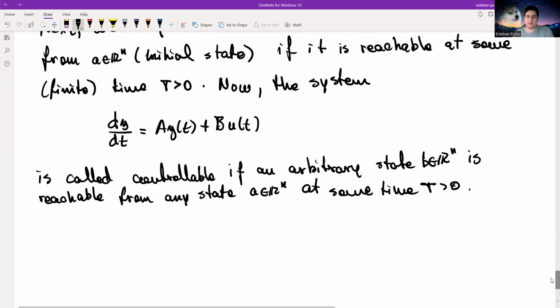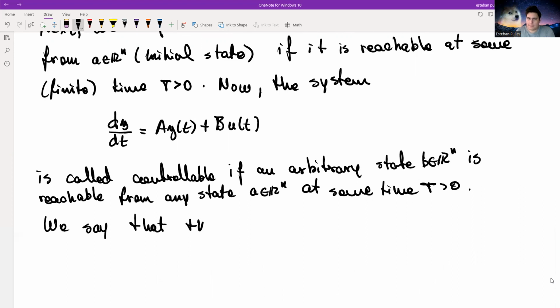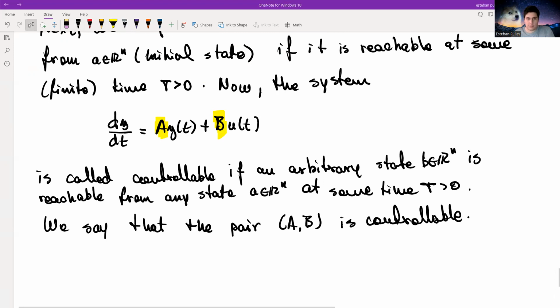So we usually say, and we have a special notation for this, that the pair AB, for these matrices, transformation for these operators, we say that the pair AB is controllable. Okay. Now we have other concepts.